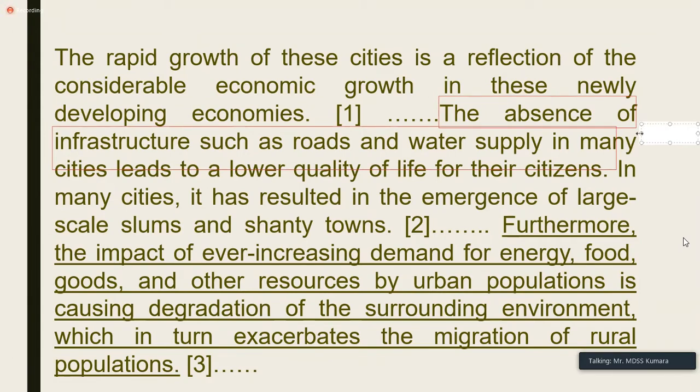It gives the negative side of the urbanization. That's right. So it says something like a lower quality of life for their citizens. So that is actually a negative effect. It's a negative effect of urbanization. That is the purpose of this sentence, to give a negative effect of urbanization.